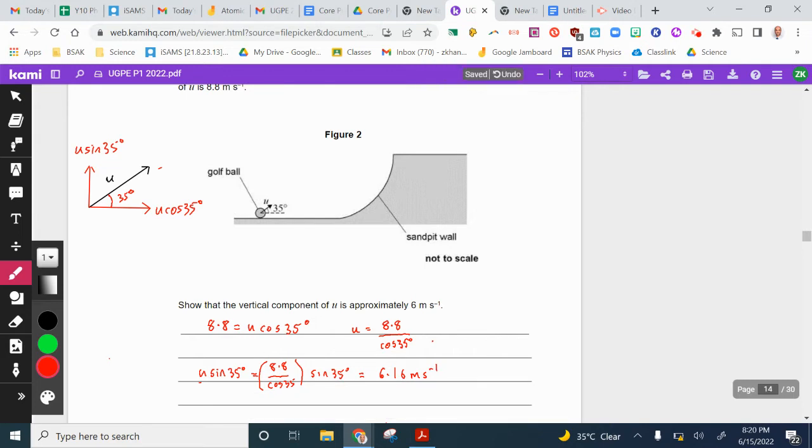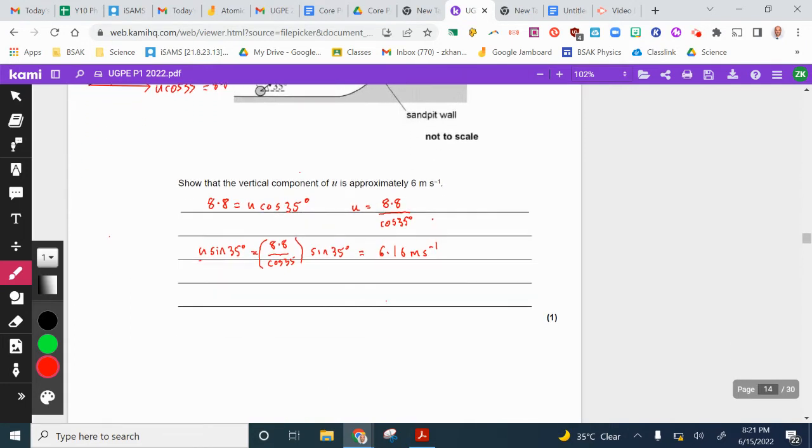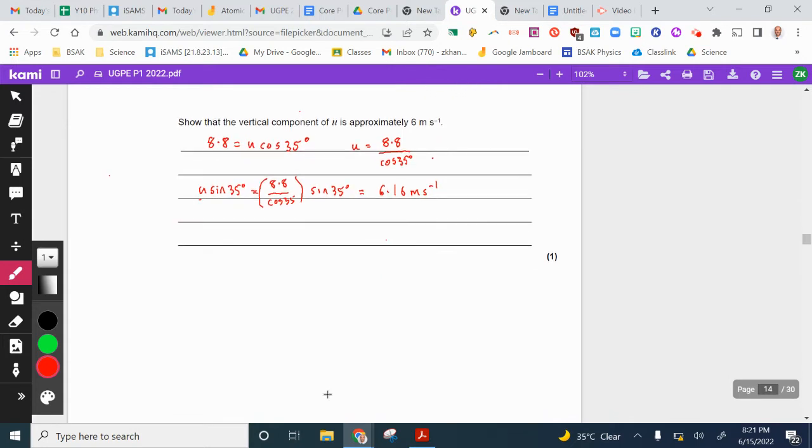Slightly tricky, and the key is draw this. That will help. So we know that u cos 35 is the horizontal component and u sine 35 is the vertical component, and the question says that's 8.8 meters per second earlier on. Using that, we can find u, and then plug that in to find what the vertical component is. It's a little bit much for 1 mark, but nevertheless, that's something that you'll have to do.